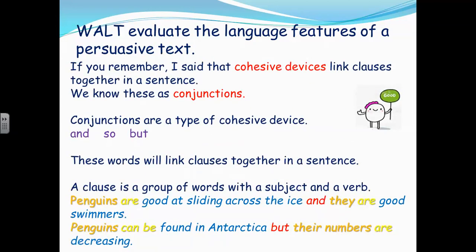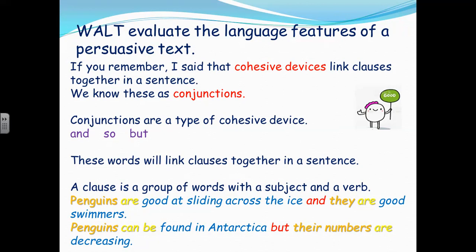If you remember, I've already said that cohesive devices link clauses together in a sentence. We know these as conjunctions. Conjunctions are a type of cohesive device. So words like and, so, but. These words will link clauses together in a sentence. A clause is a group of words with a subject and a verb.